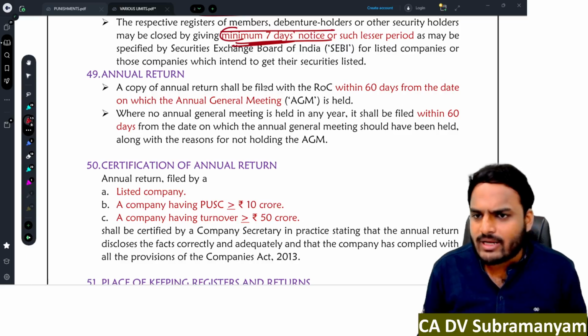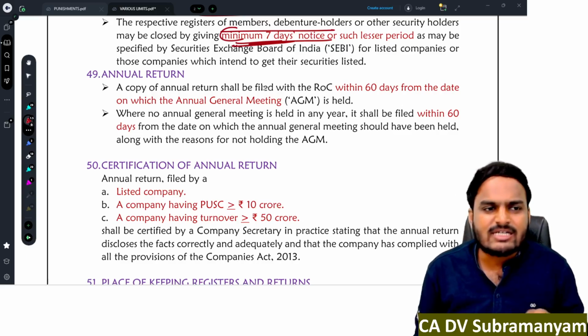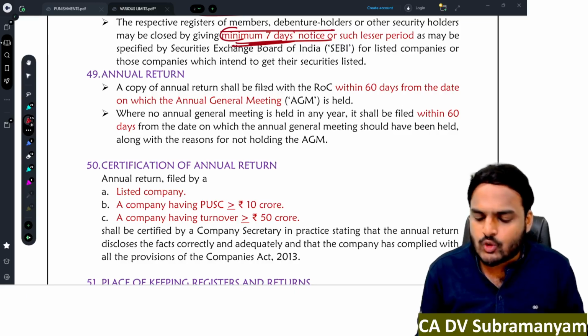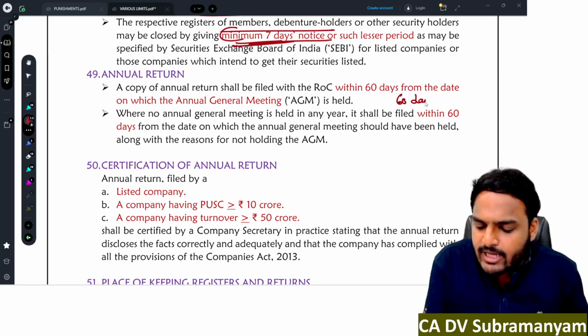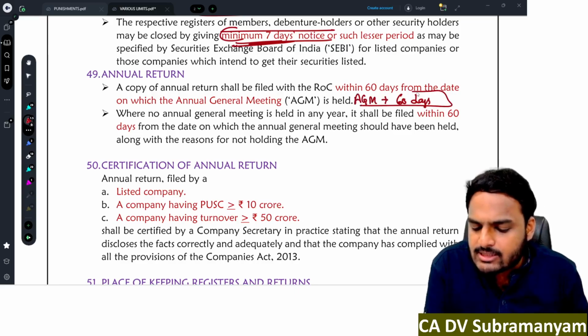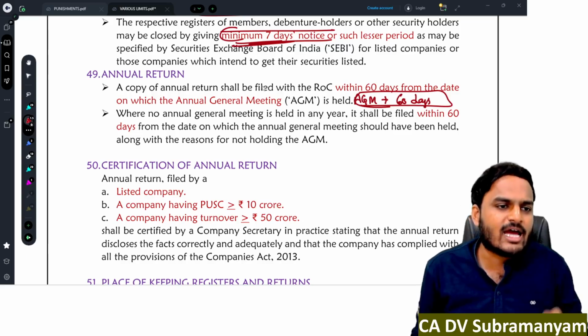Every company has to file annual return with ROC. And what is the time limit for filing annual return with ROC? 60 days from AGM. So what is the date of AGM plus 60 days? So that is the normal time limit for filing annual returns.